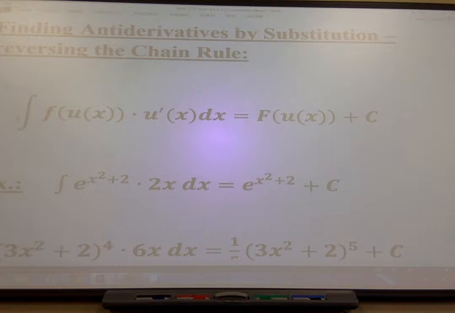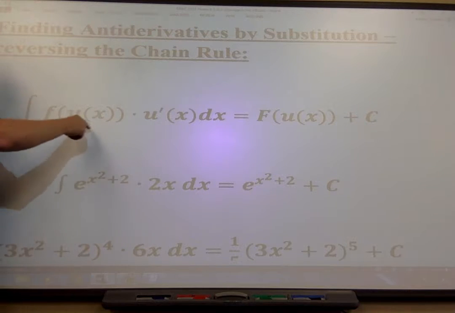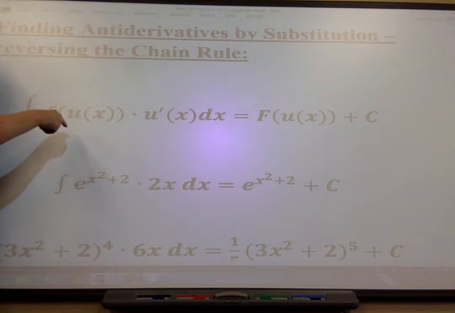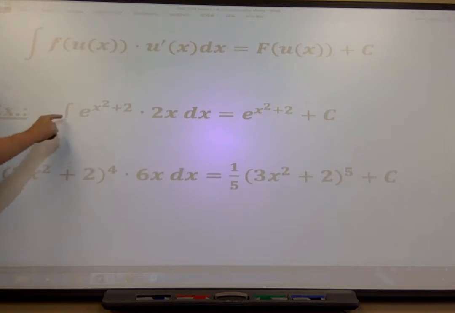The book is real heavy on you figuring out, calling your inner function u and making a substitution. I don't like showing it that way. I like to just list it out and say, what's your inner, what's your outer? Is it there? Let's go backwards. And I think you're going to find that easier, because sometimes if you make substitutions, you start to really lose track of what's going on. Okay? So just know inner times outer times derivative of both.